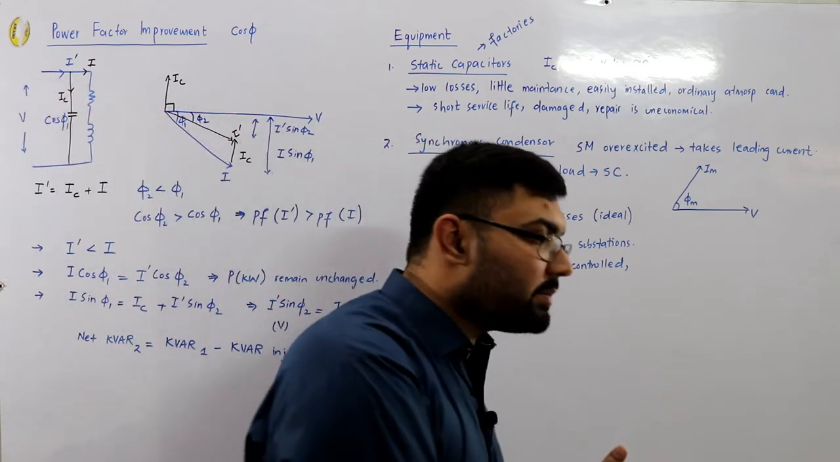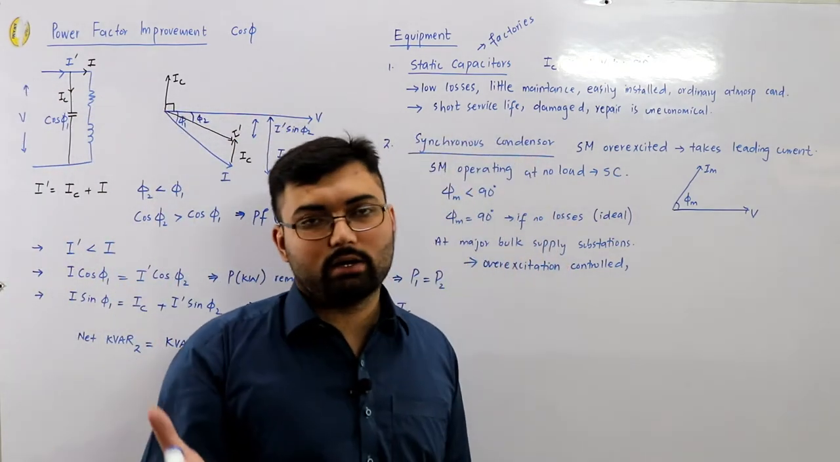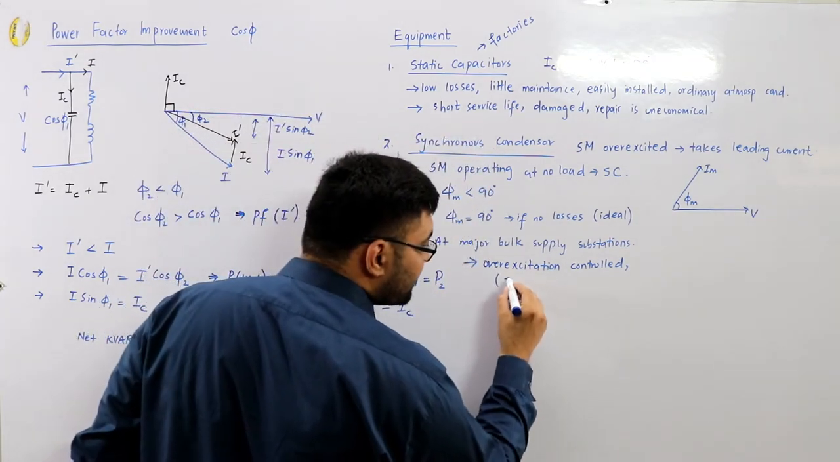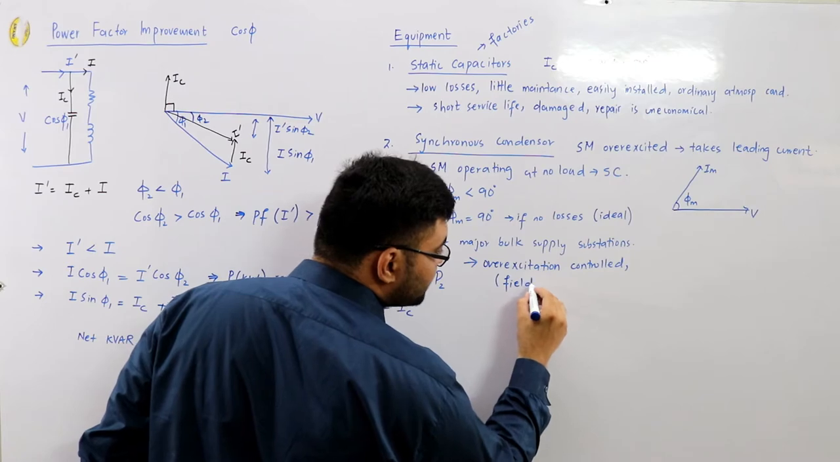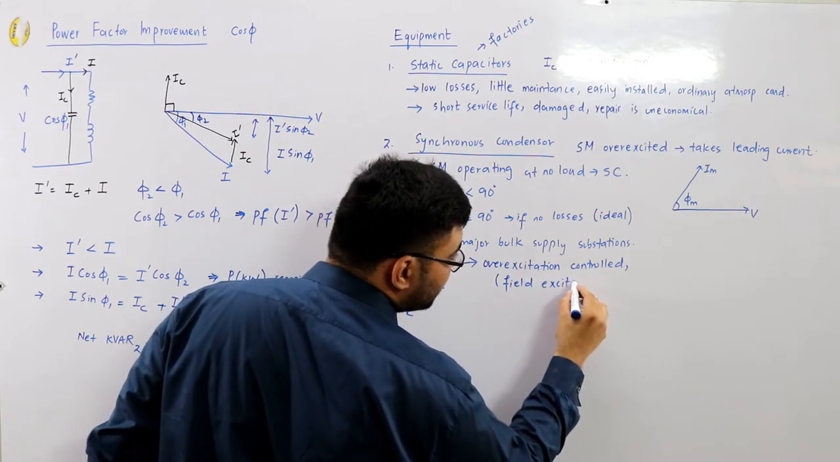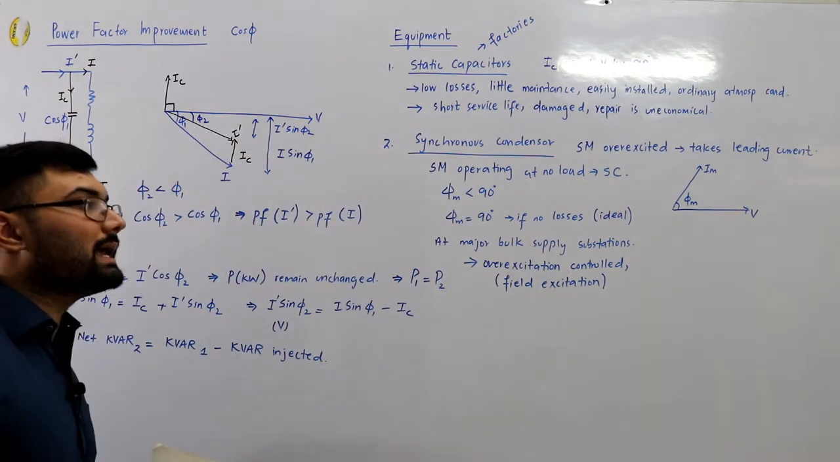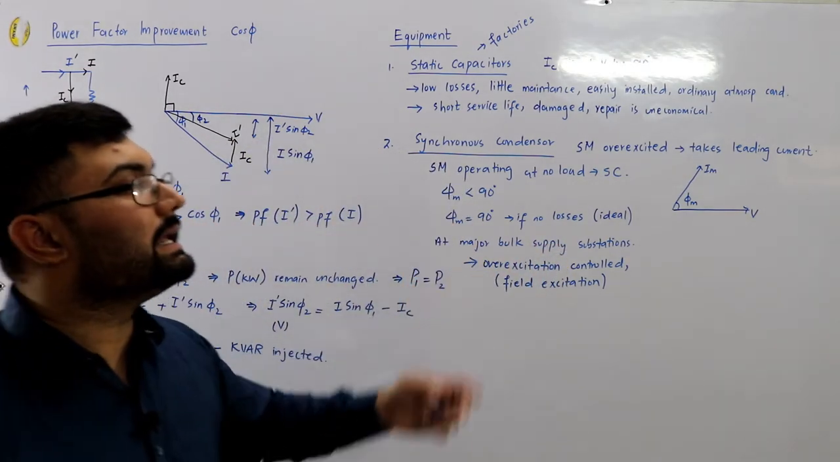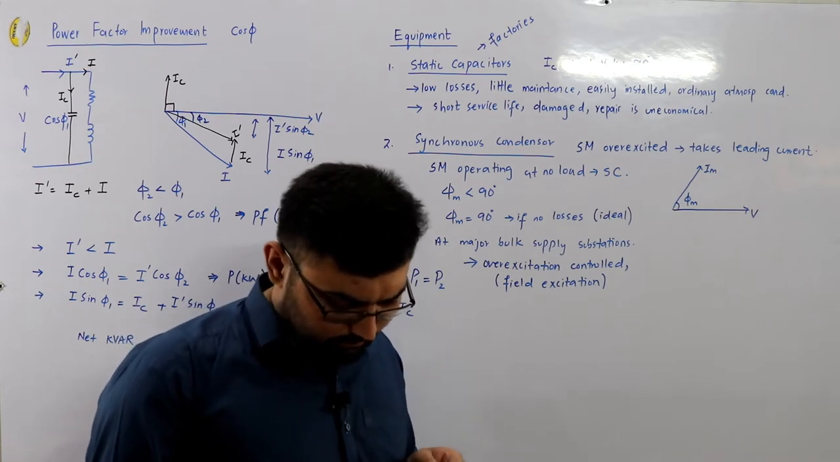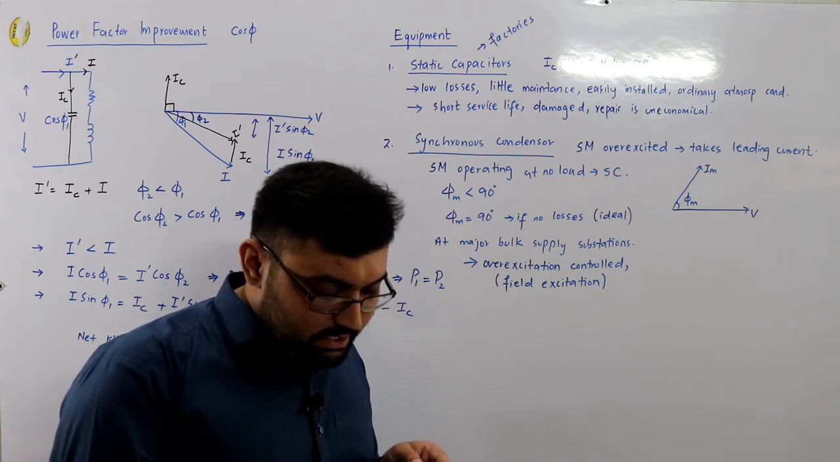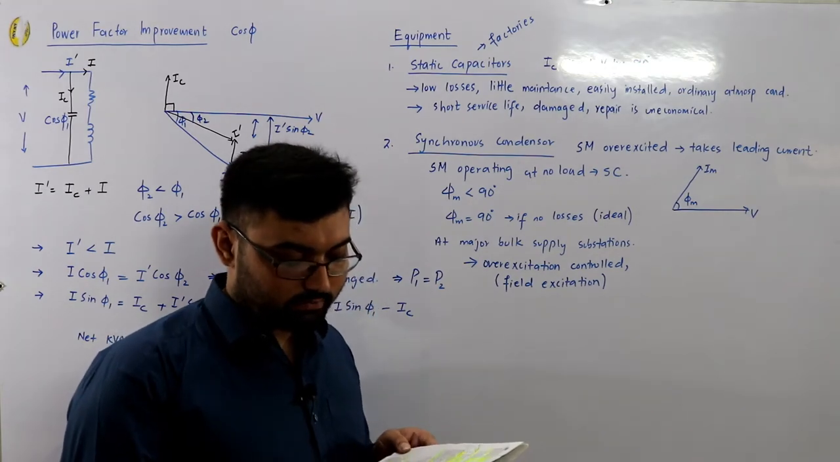The rest is machines, so you know that. Over here we cannot go into greater detail, but how do you do it? By varying the field excitation, by the field current. So by this you can control your over excitation and you can control the leading current taken by the machine. This helps in achieving stepless control of power factor.